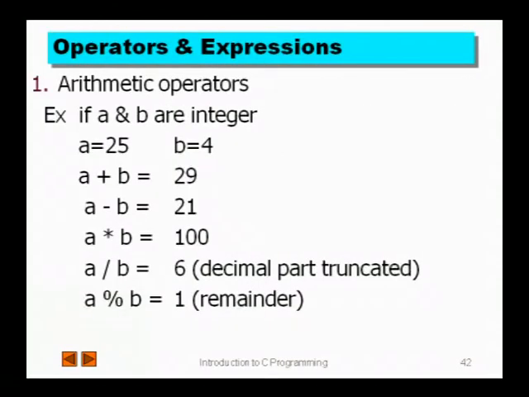Example of arithmetic operators: suppose a and b are integer variables, and you have assigned a equal to 25 and b equal to 4. The sum a plus b will be 29, a minus b is 21, multiplication is 100, and a divided by b, 25 divided by 4, would be 6.25 as a real value, but as you have declared the variables as integer type, the result will be 6. And a modulus b, 25 modulus 4, the remainder will be 1. So, this is about arithmetic operators.